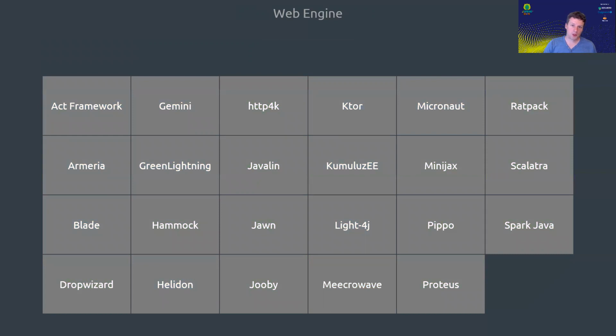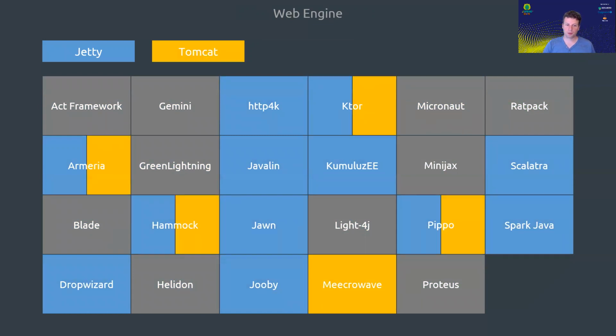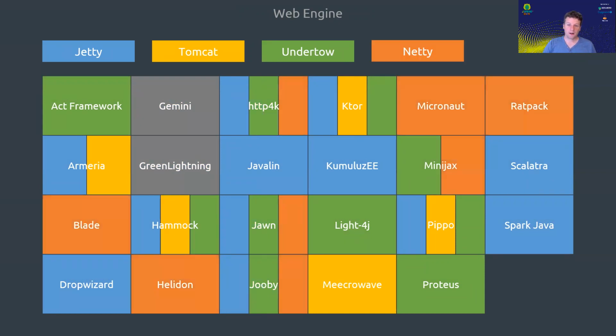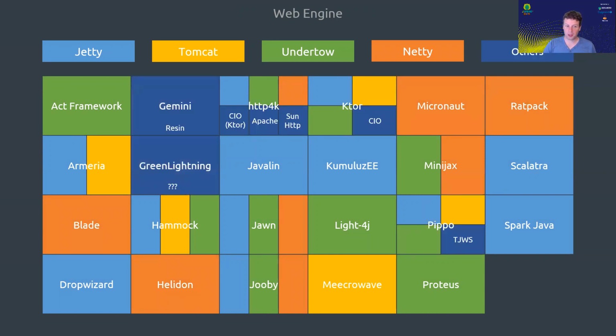More technical, you can sort them by web engine. Roughly half supports Jetty. Then there's some Tomcat. And you can immediately see here some also support multiple engines. If we add in Undertow, there's some more. There's some Netty. And then eventually there's the other flavors. There's some really interesting ones. Green Lightning, I couldn't find out. And notable here is Ktor's own CIO, that then again is supported by HTTP4K.